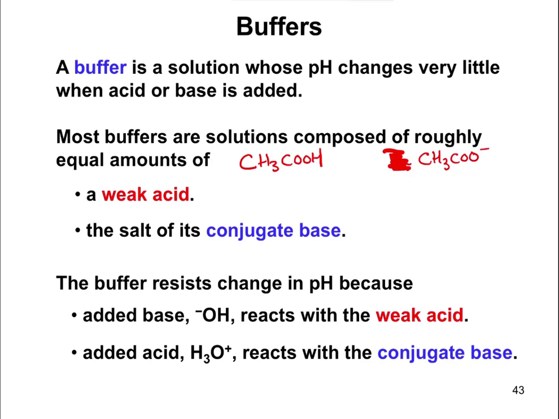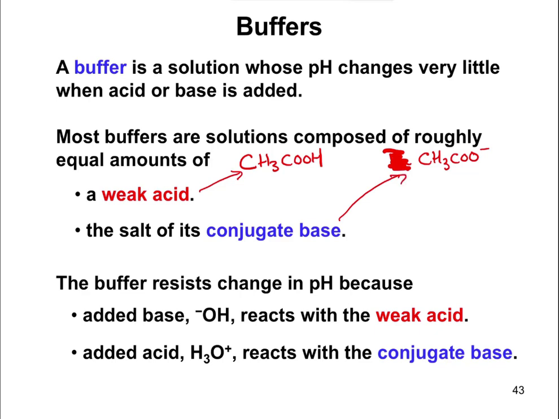Because if you have a salt, you're going to have a cation and an anion. So you're going to have the Na, and then you're going to have CH3COO minus. So weak acid there, conjugate base over here.